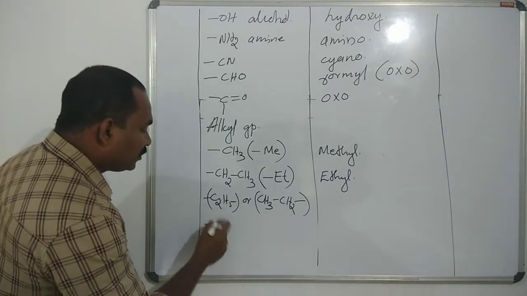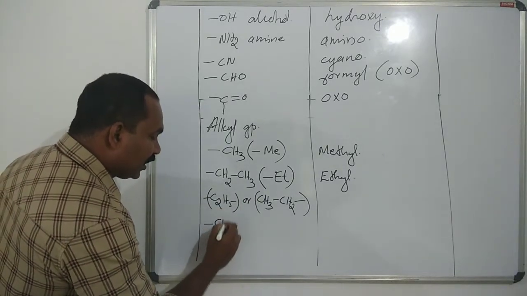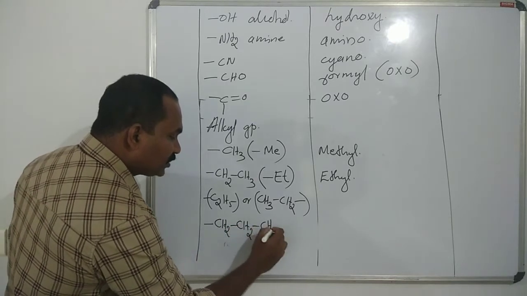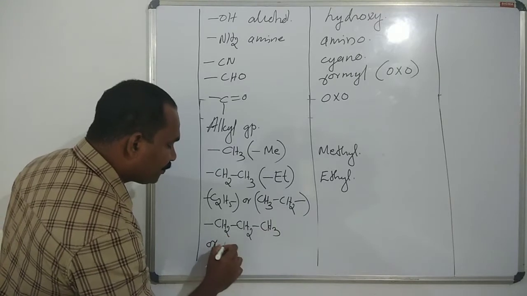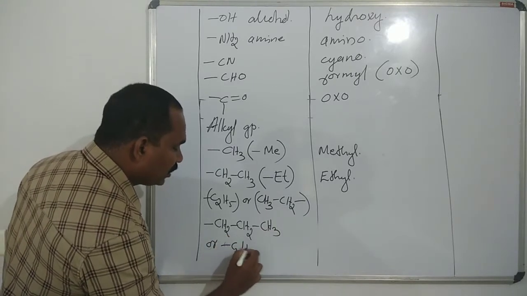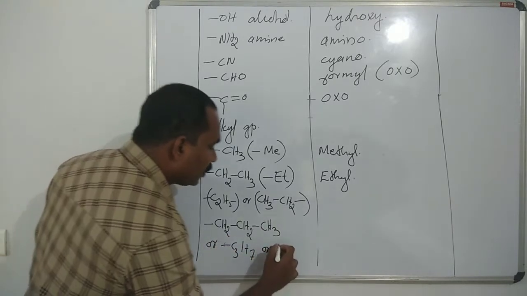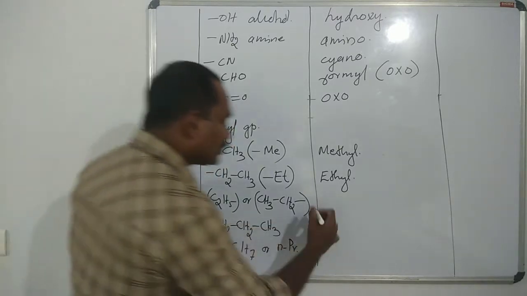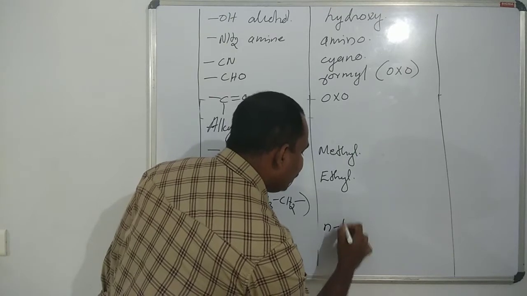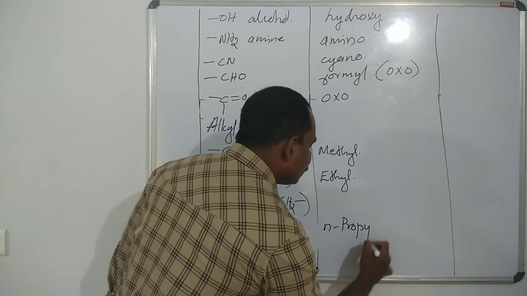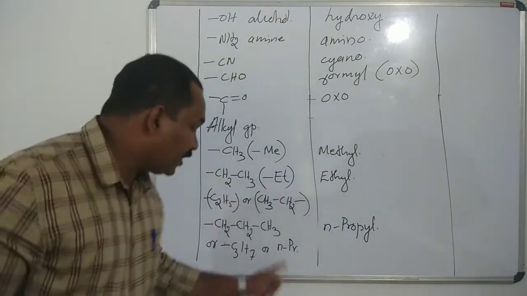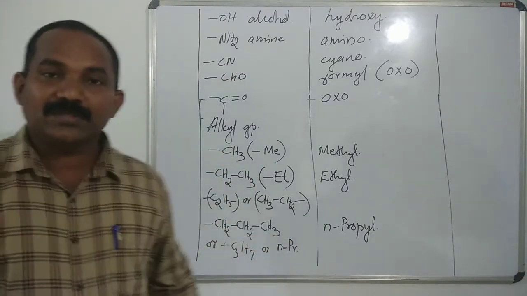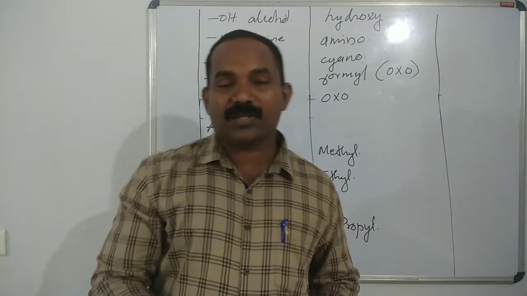Then when CH3 comes, or C3H7 or n-Pr, it is written as n-propyl. The n denotes normal, straight chain. Okay, the n denotes normal or straight chain.